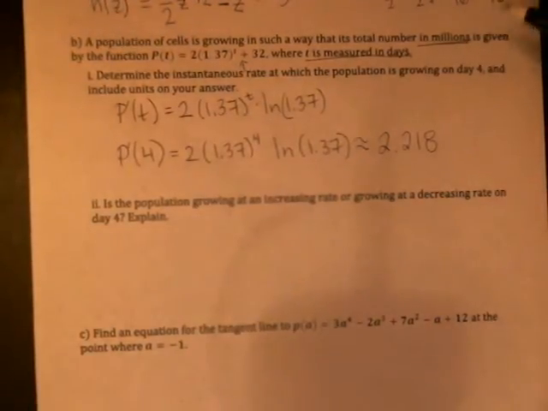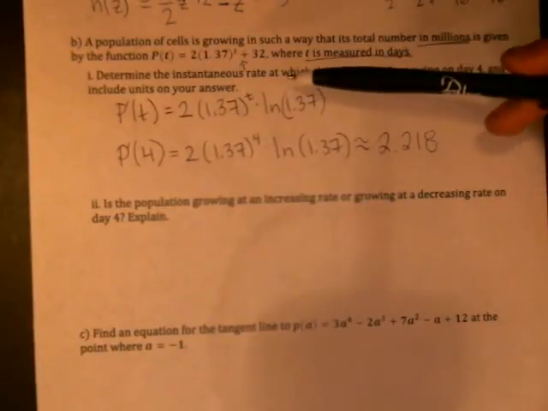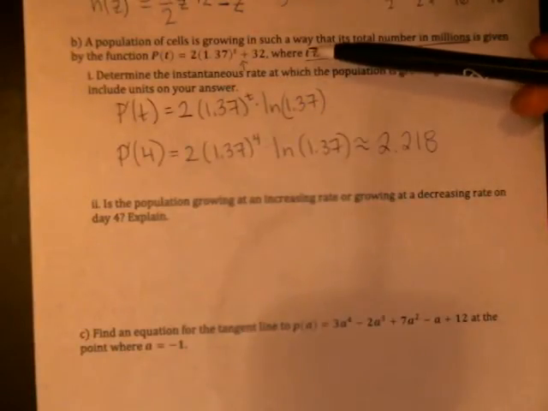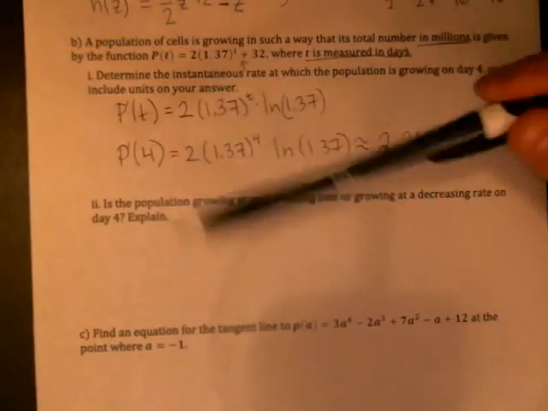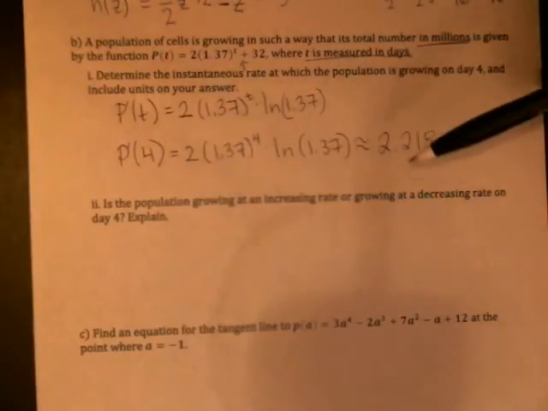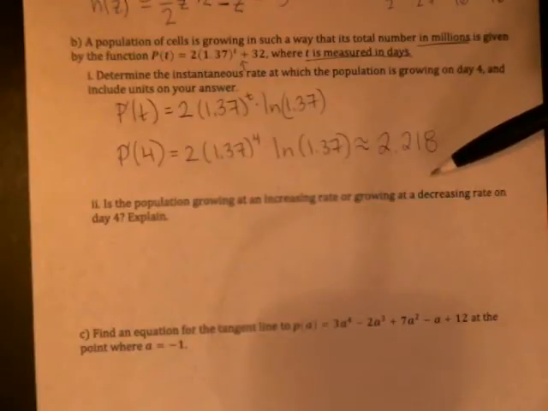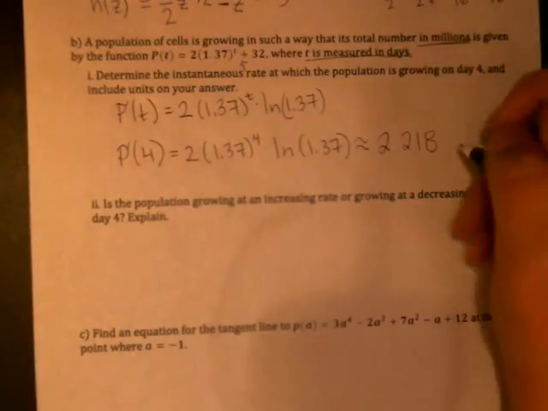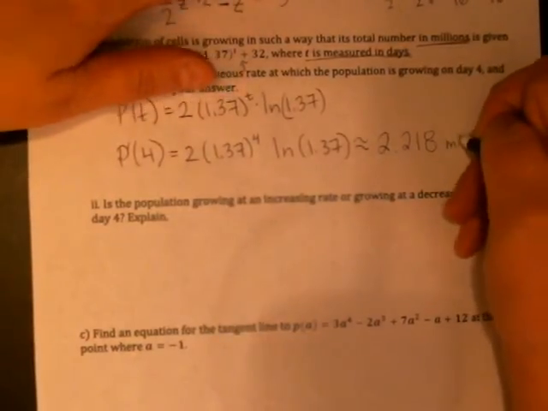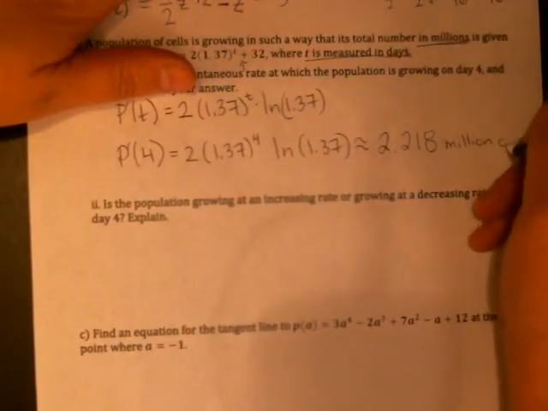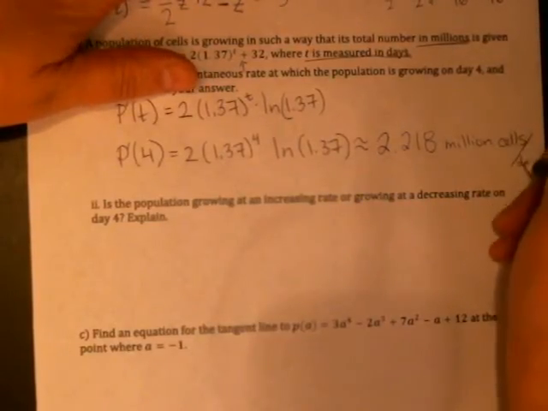Okay, so this just said include units, but I'd like to talk a little bit about what this means. This means that on day 4, the population is increasing by about 2.2 million cells per day. That's the rate. So this is 2.218 million cells per day.